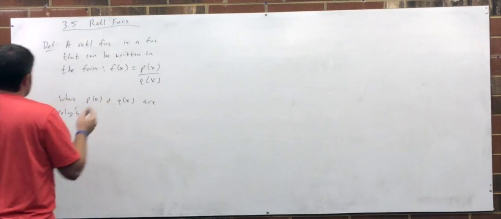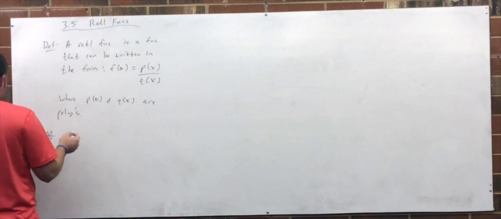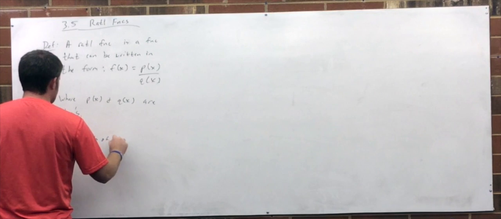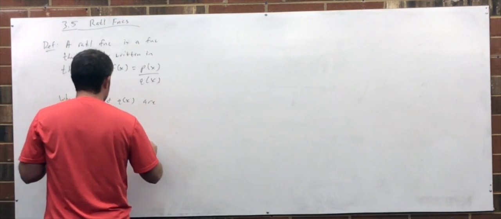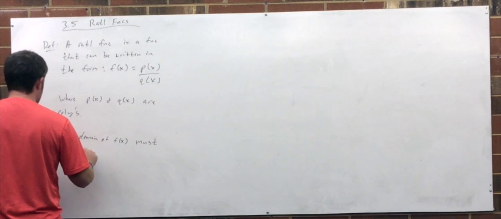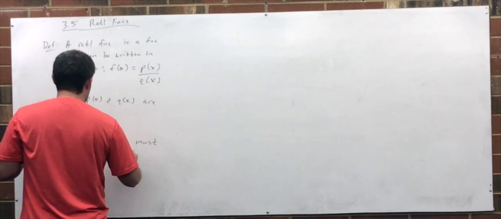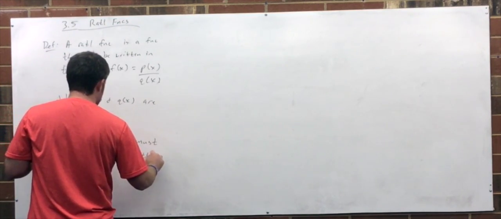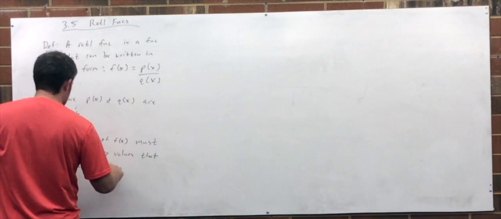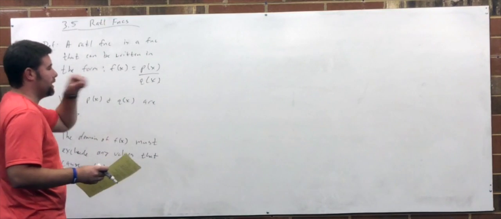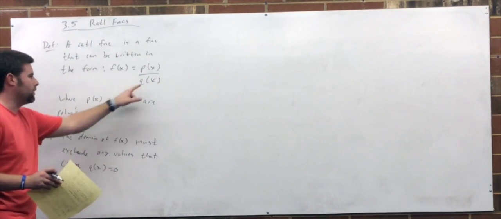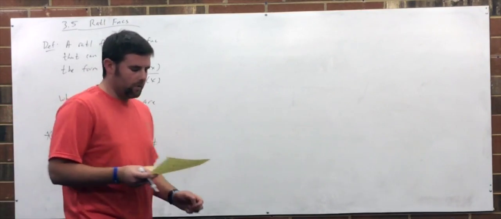Now, that's the definition. Recognize as a special note here, the domain of f of x must exclude any values that cause q of x to equal 0, right? Because q of x is our denominator in this situation, so the domain of f of x has to exclude any values that make q of x equal 0.